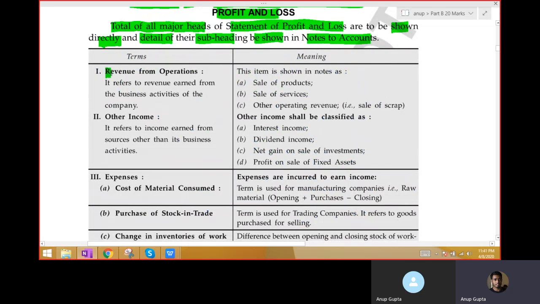The first is revenue from operations. What is revenue from operations? Revenue from operations refers to revenue or income that is earned from the business activity of the company. If it is a school, the major revenue is fees. If it is a shop, the major revenue is sale of goods. If it is a manufacturing business, the major revenue is the sale of the final finished product. So you understood the meaning. The items under this note are sale of products, sale of services, or other operating revenue.